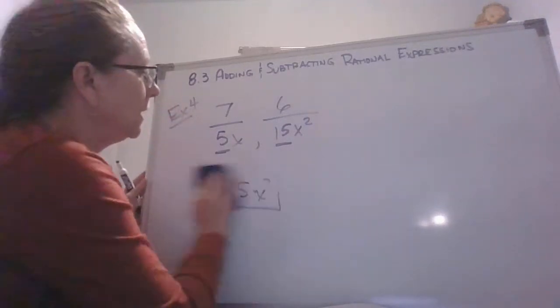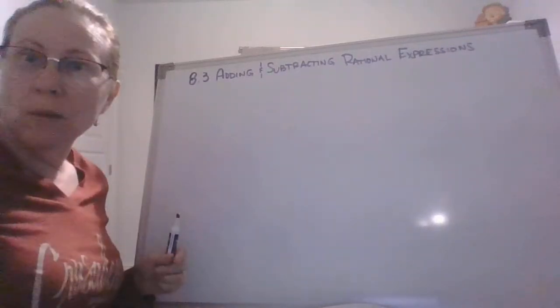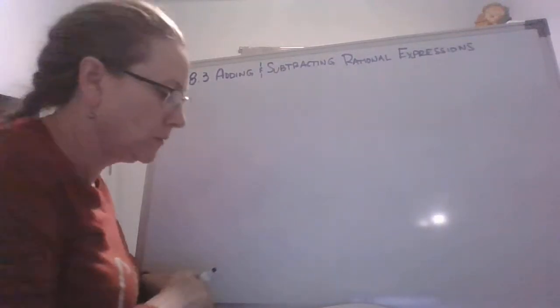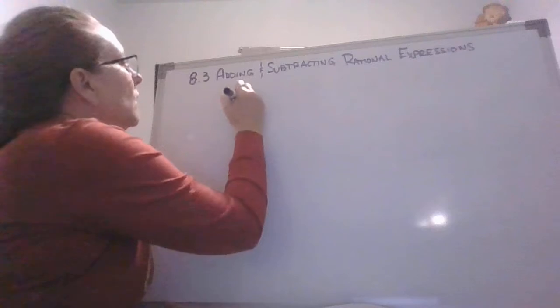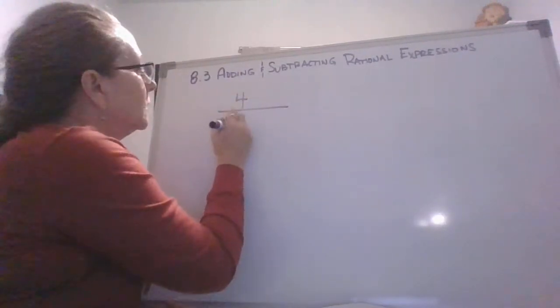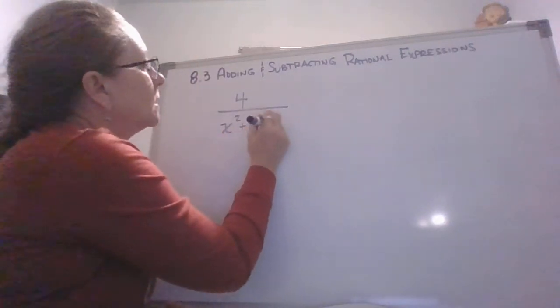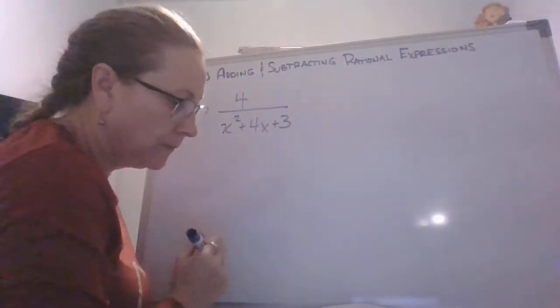All right, as I said, let's jump to one with some binomials. All right, so we've got 4 over x squared plus 4x plus 3.